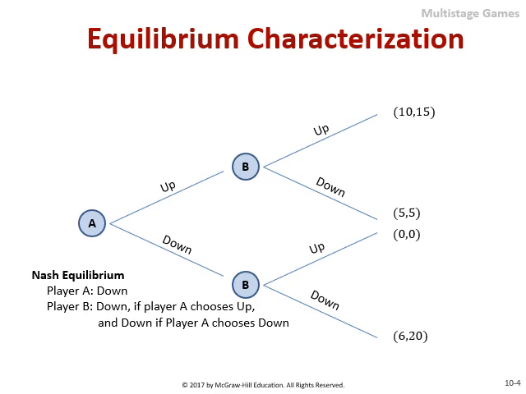So for player B, given that player A plays down, the best response of player B is to play also down, because he will take a payoff of 20 instead of 0 if he plays up. So this is the Nash equilibrium.